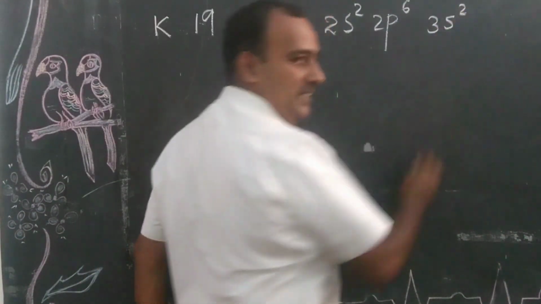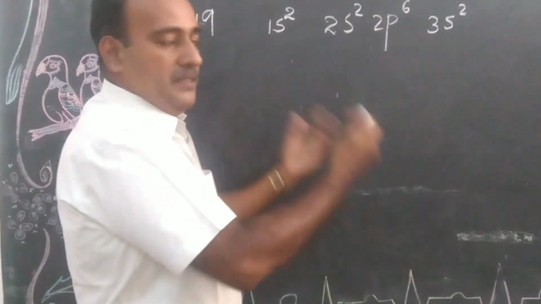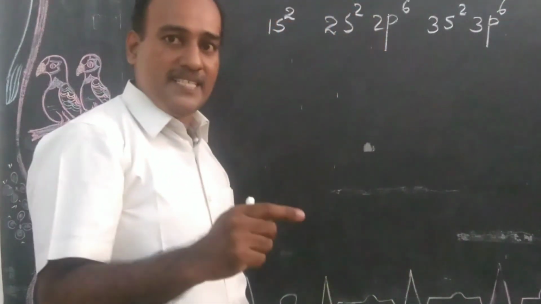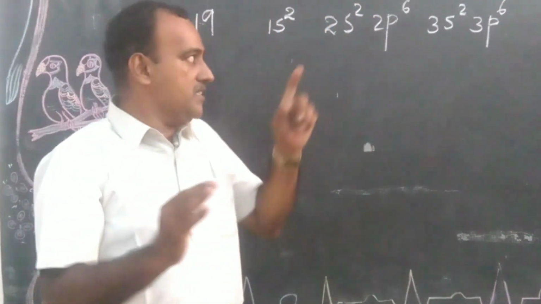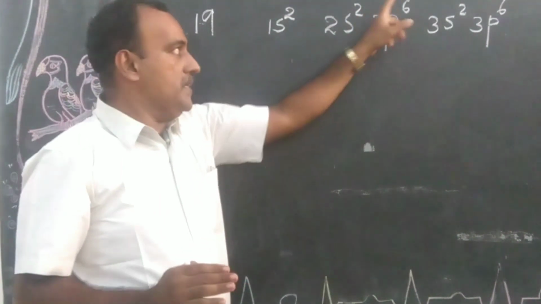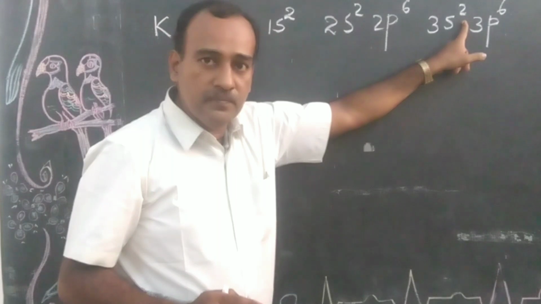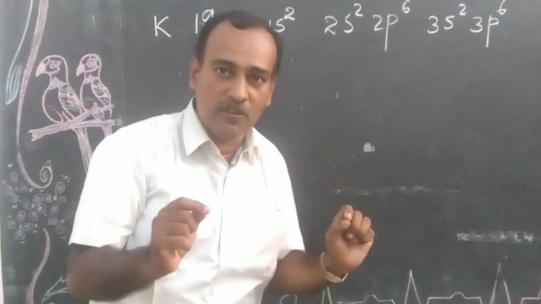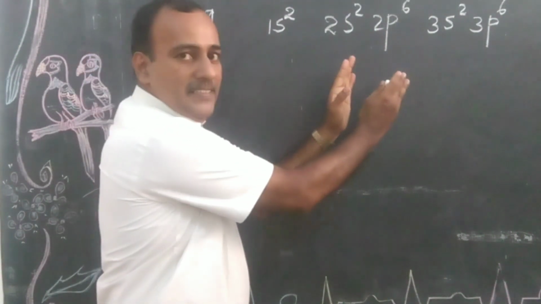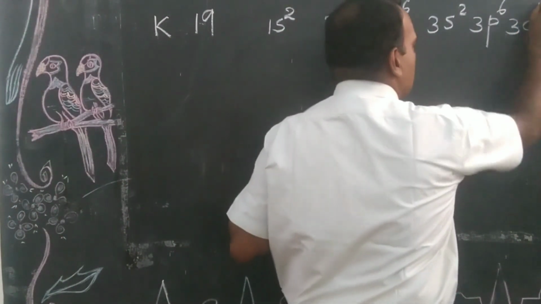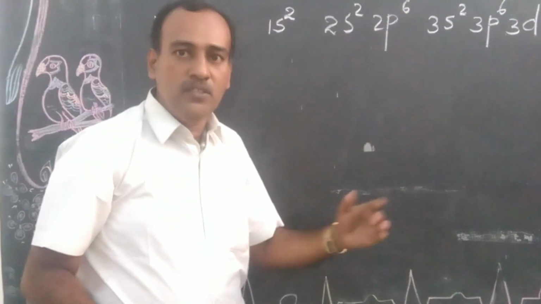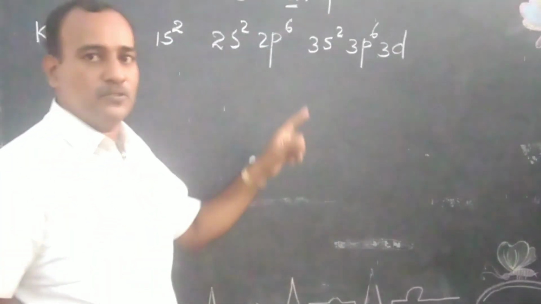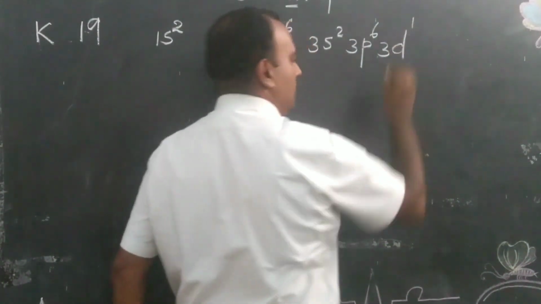The next electron goes to 3s2. After 3s2, the next electron goes to 3p. The p orbital can accommodate 6 electrons. Now you count how many electrons are present: 2 plus 2, 4, 4 plus 6, 10, 10 plus 2, 12, 12 plus 6, 18. One more electron is needed. But we know that the third energy level has the 3d orbital. So the next electron goes, automatically, to the 3d orbital: 3d1.